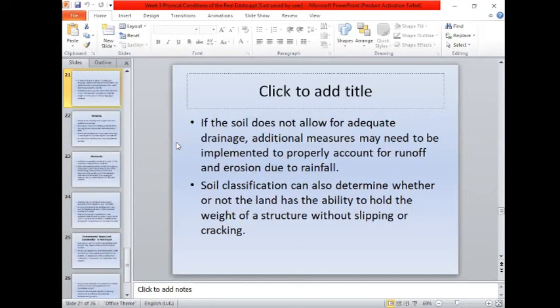Okay, and soil classification also determines if the land has the ability to hold a large weight of structure without cracking, without damage. Because there are some soils which are not intended for development. There are soils that we need to preserve for agricultural purposes or for the preservation of the environment and natural resources.